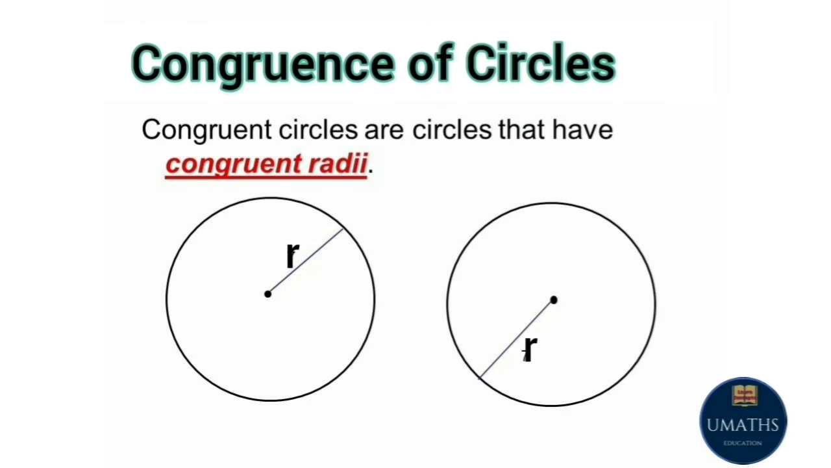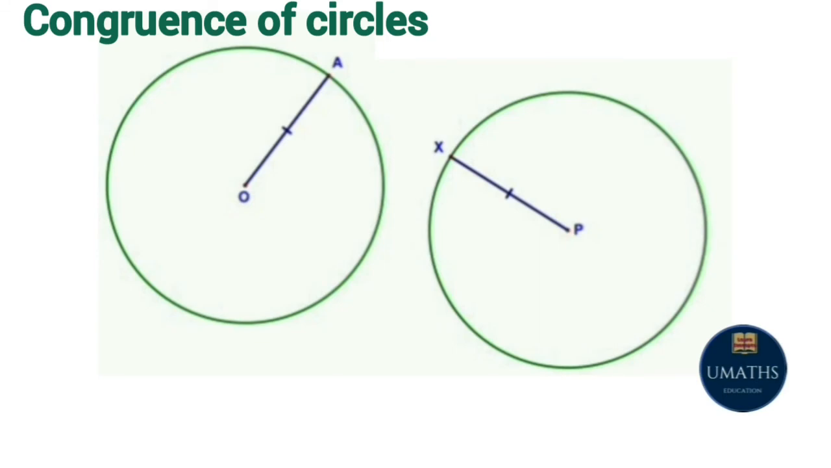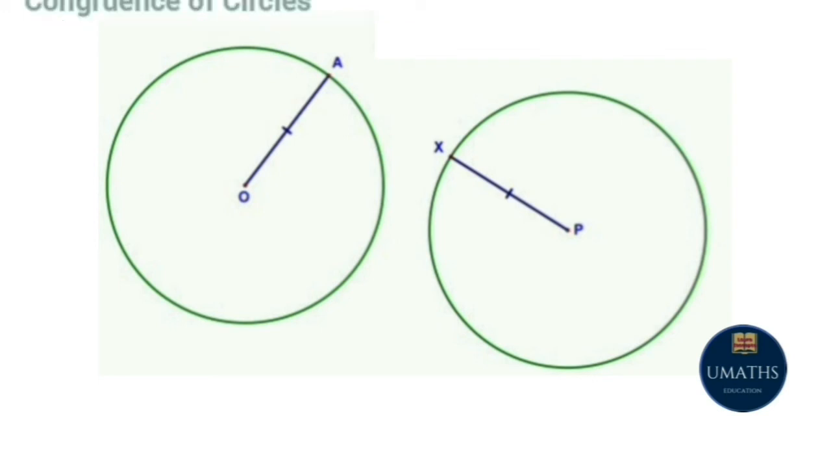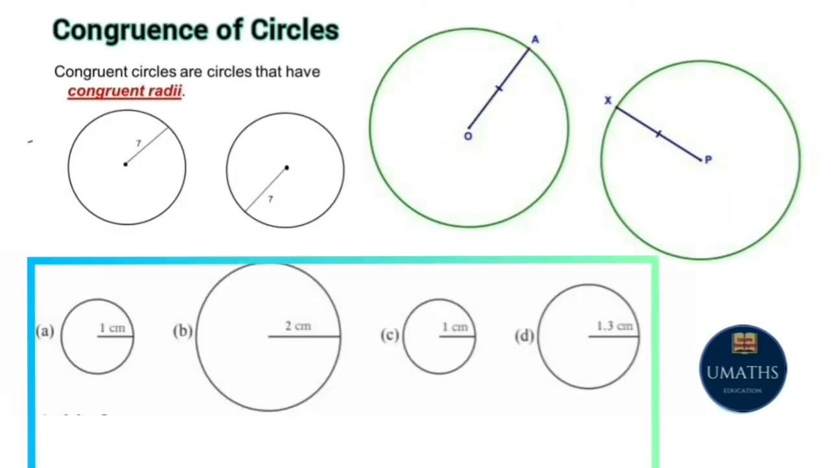Now let us understand congruency of circles. Congruent circles are circles that have equal radii. Observe the on-screen figure. Tick mark on radius shows that both circle radii are of equal measure. Observe the circles in the given figure. Here, figure A and figure C circles are congruent circles. Now we know if two circles have the same radius, then they are congruent circles.